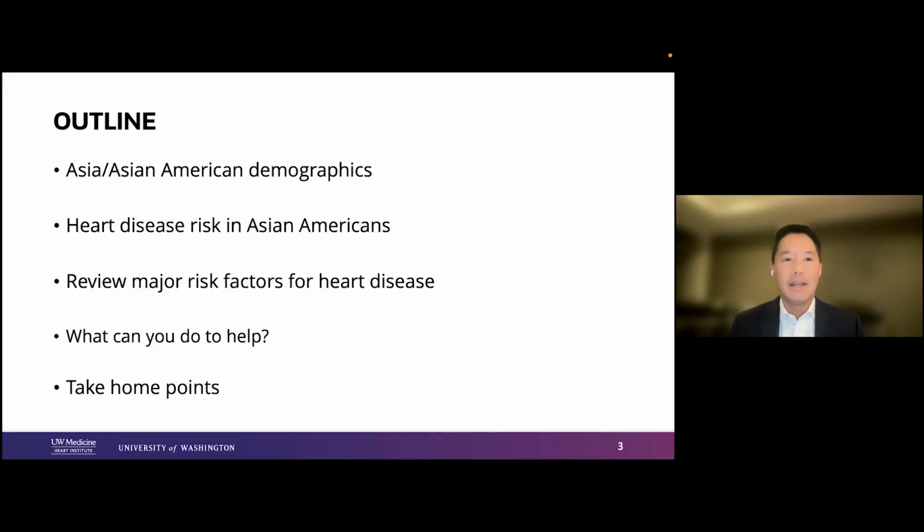What I hope to do in the next 40 minutes or so is to talk about Asian and Asian American demographics. We will talk then about heart disease risk in Asian Americans. We'll review the major risk factors for heart disease and opportunities to optimize those risk factors. Then finally, we'll talk a little bit about what are things that you and the community can do to help improve cardiovascular health, specifically in the Asian population.